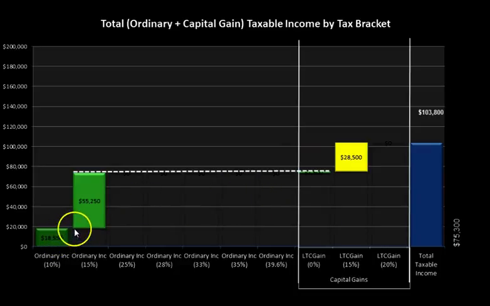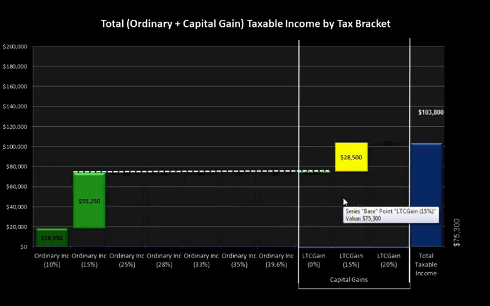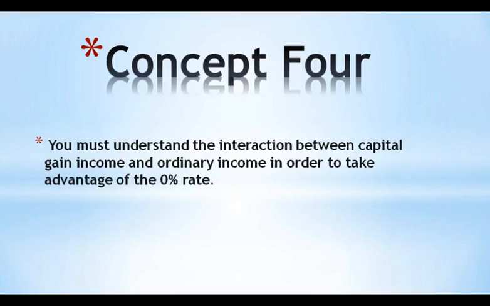So it is certainly possible that you're now in the 25% tax bracket, or at the top of, let's say, the 15% bracket, as in this case, and you say to yourself, well, I'm in the 15% tax bracket, so I'll go ahead and harvest $28,000 of capital gain. Well, you're not going to pay a 0% tax on that capital gain. You're going to end up paying 15%. So that was actually our next concept, that you must understand the interaction between capital gain income and ordinary income in order to take advantage of the 0% tax rate.